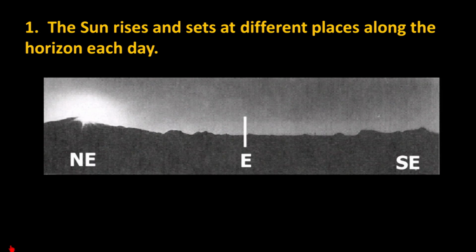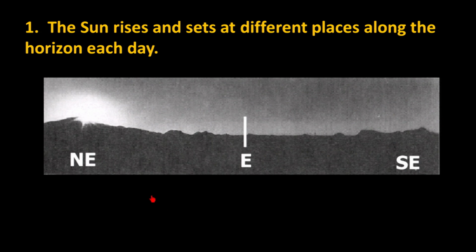The first thing that you would notice if you had the ability to go outside on a regular basis is that when the Sun rises and sets each day, it does not rise and set in the same position along the horizon. In this image, we're going to see how the position where the Sun rises or sets along the horizon is different each day. And the way that we're going to get that point across is I'm going to show you an animation.